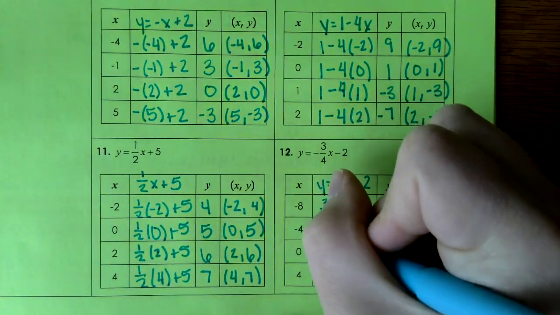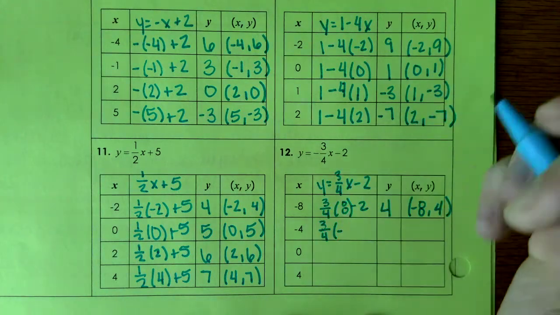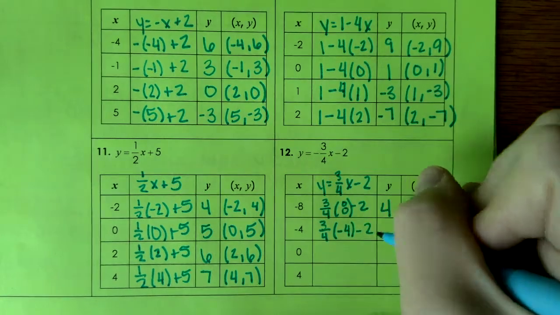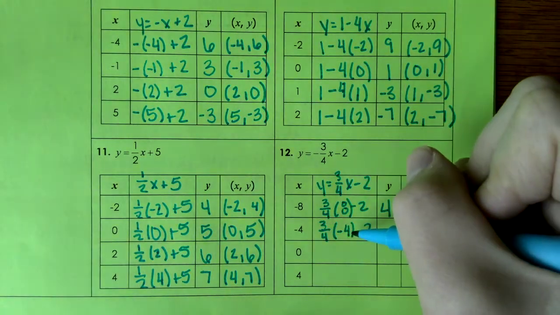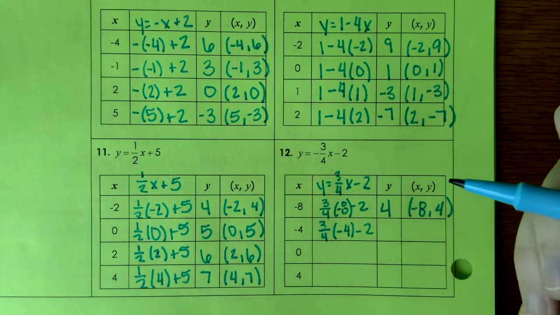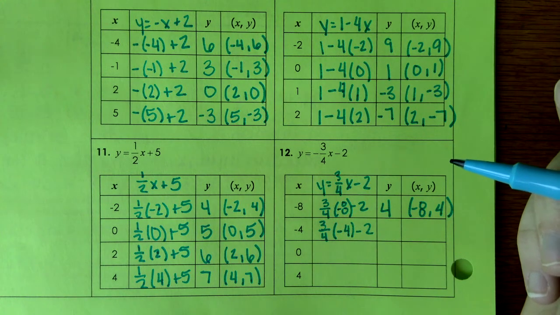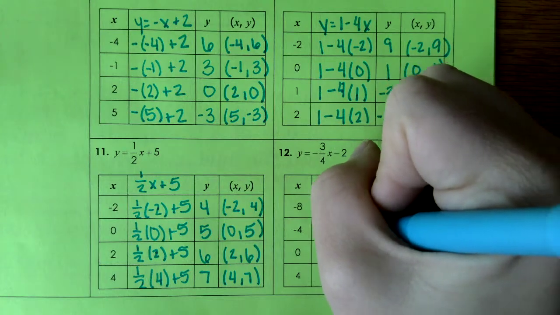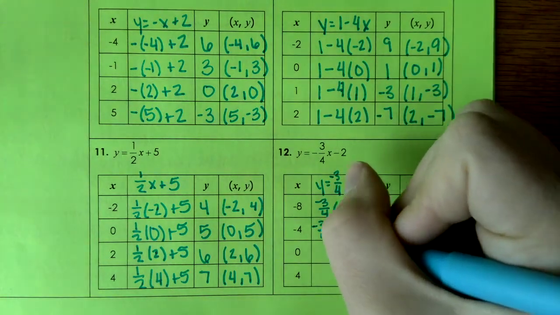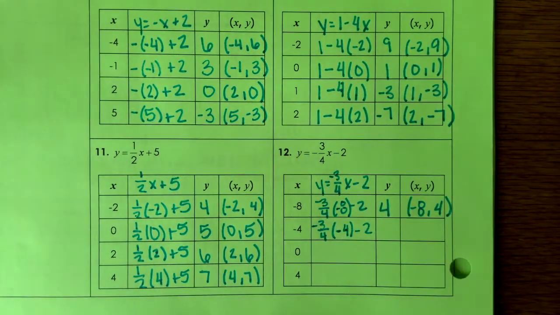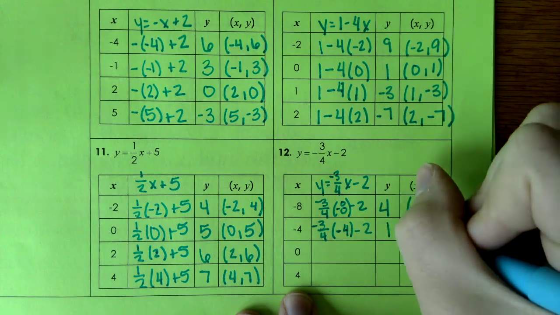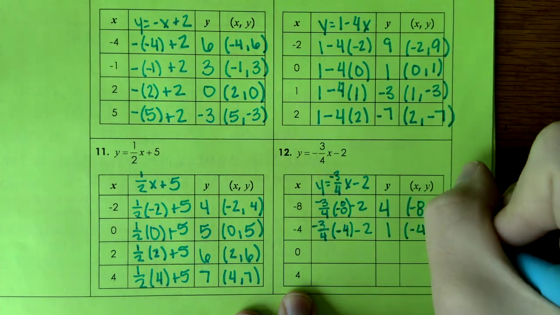Then you have 3/4 times negative 4 minus 2. So 3 times negative 4. Oh, that should have been a negative 8 there. Oh yeah, this is negative 3/4. That's what I'm forgetting. Don't forget your negative. So negative 3 times negative 4 is positive 12. 12 divided by 4 is positive 3, and then 3 minus 2 is going to get you 1. So you're going to have negative 4, 1.